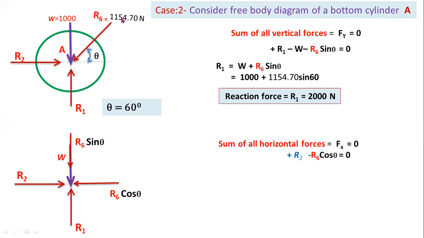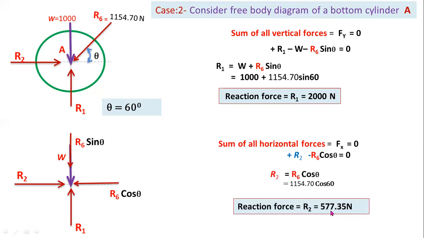R6 equal to 1154.70. So R2 equal to 577.35 newtons. Reaction force R1 equal to 2000 newtons. Reaction force R2 equal to 577.35 newtons. From this cylinder A, we got two reaction forces R1 and R2.